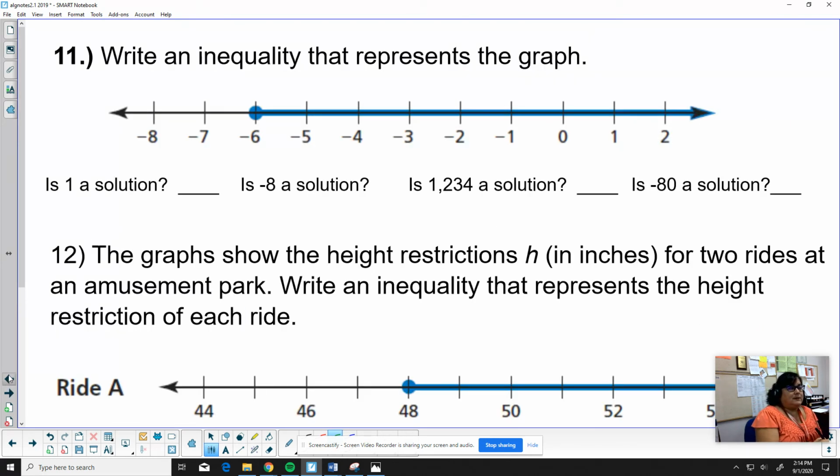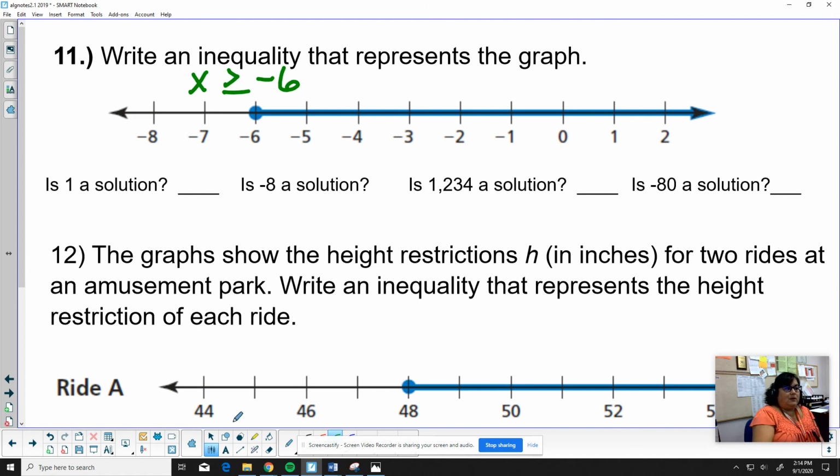All right, let's do this one. It says write an inequality that represents the graph. So this is going backwards. So I start with an X, and since the dot is on negative 6, I put negative 6 over here. Since the dot is a colored in dot, it's closed, I put the equal sign. And then I notice that numbers that are bigger than negative 6 are shaded, so it's greater than.